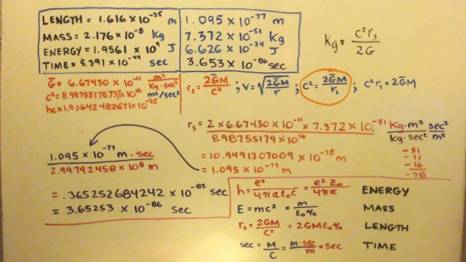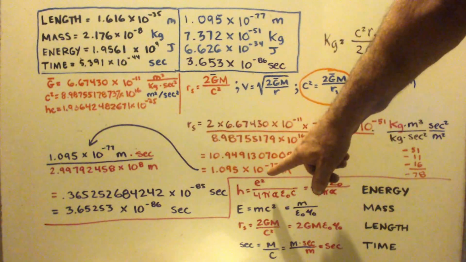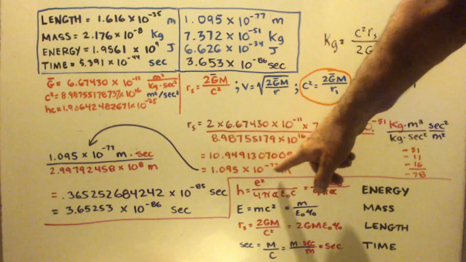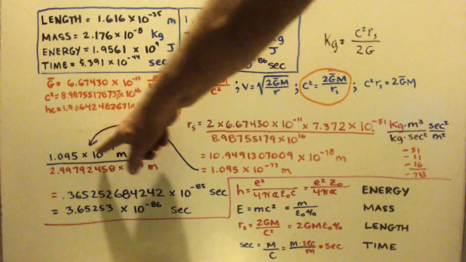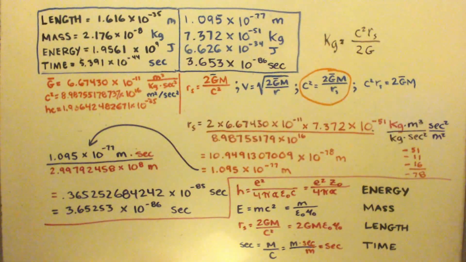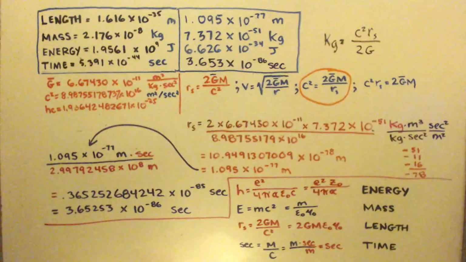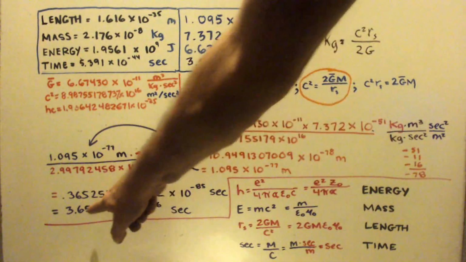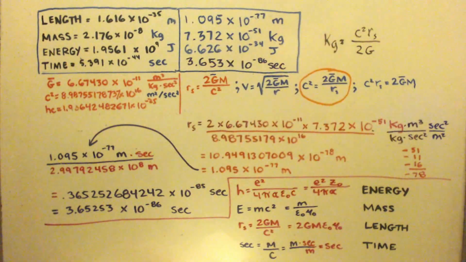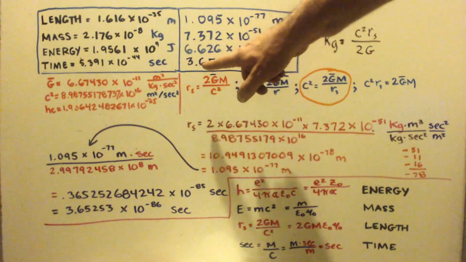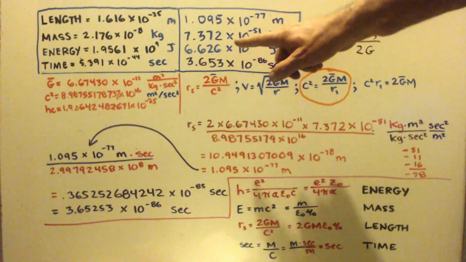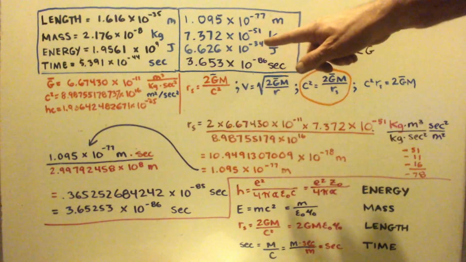Well, like I said, we got our Planck distance. All we do is divide it, right? Here it is right here. We divide it by c, right? And we get this, 0.36 blah blah blah times 10 to the negative 85th seconds, right? And then I move the decimal point over, and I make this bigger, so I make this smaller. So it ends up being 3.653 times 10 to the negative 86th seconds.